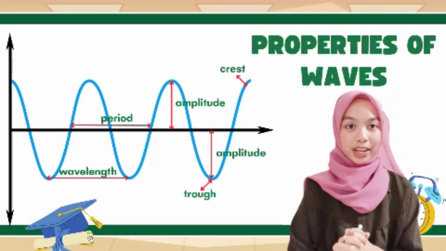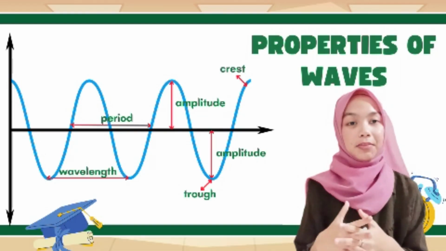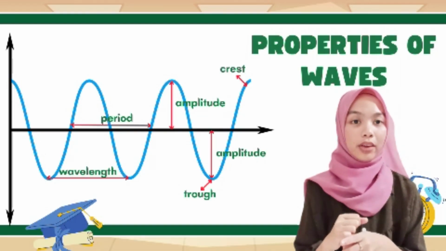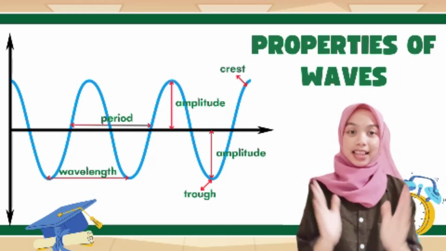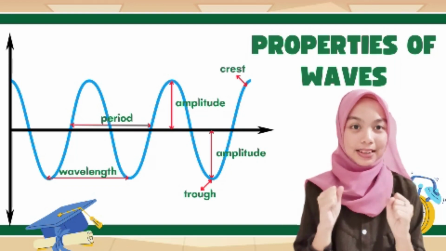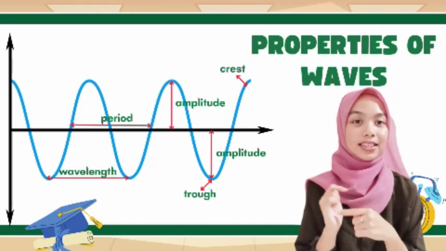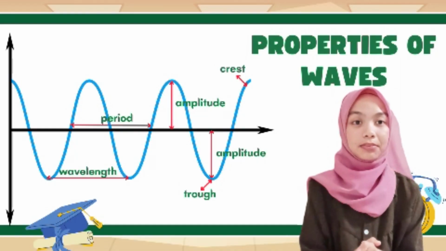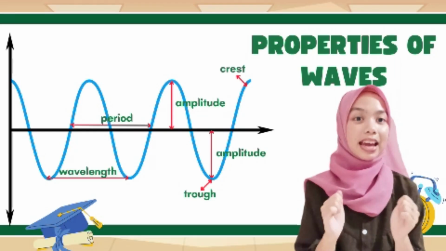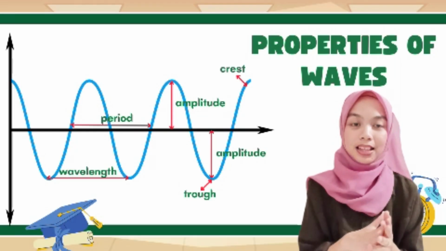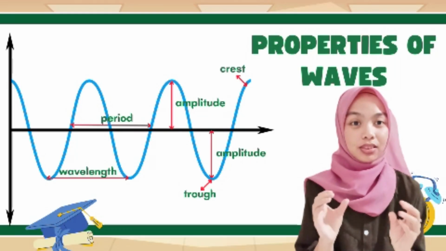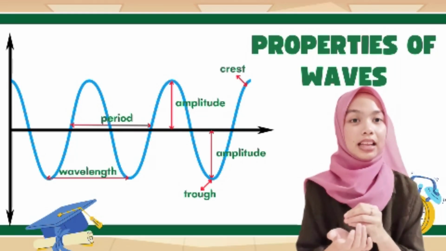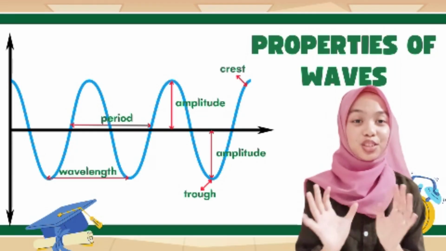And then the period. The period is the time it takes for one complete wave to pass a point. It is the inverse of frequency. And the last is wave speed. Wave speed is how fast the wave travels, calculated by multiplying frequency and wavelength. The speed depends on the medium. For example, sound travels faster in water than in air, and even faster in solids.